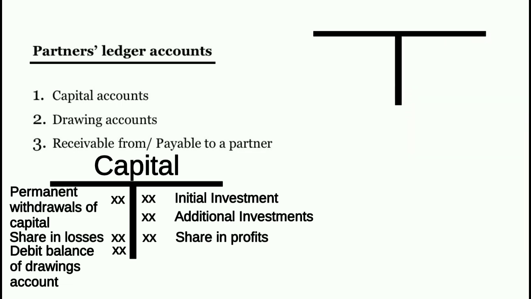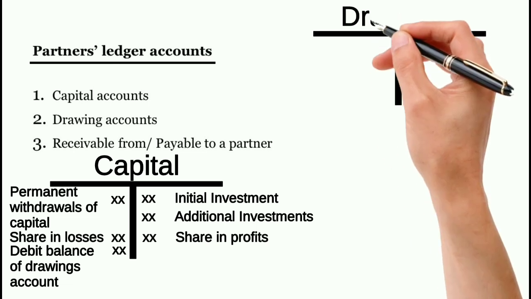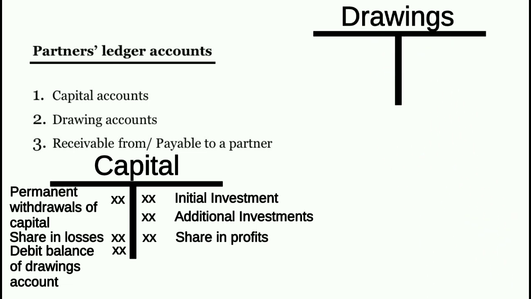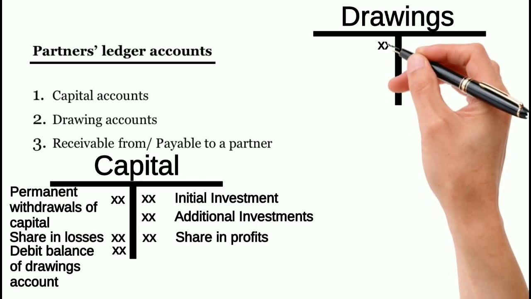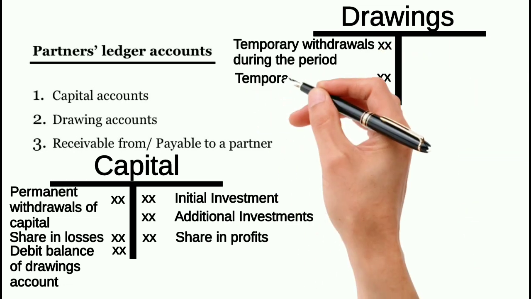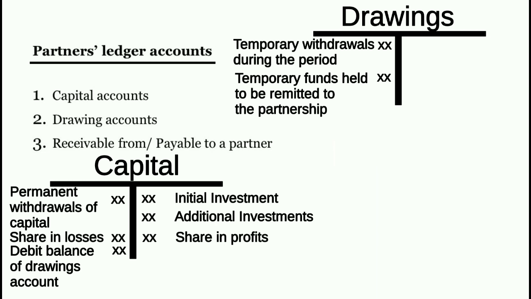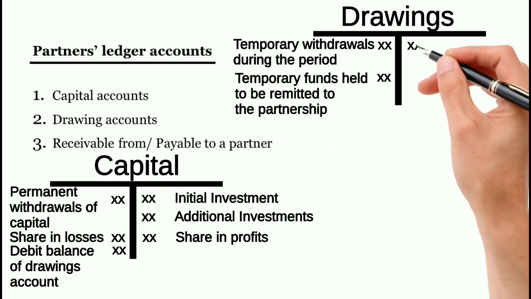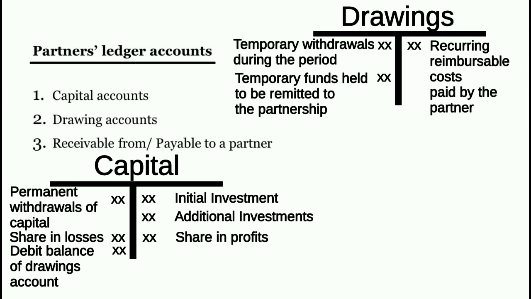Next, on the other hand, sa drawings account naman tayo or drawing accounts. Since ang normal balance ng drawings account ay debit, yung mga nasa debit side, yan yung makakapagpataas ng drawings account. At yung nasa credit side, yan yung nakakapag-decrease ng drawings account. The temporary withdrawals during the period and the temporary funds held to be remitted to the partnership will increase the drawings account, while the recurring reimbursable costs paid by the partner will decrease the drawings account.